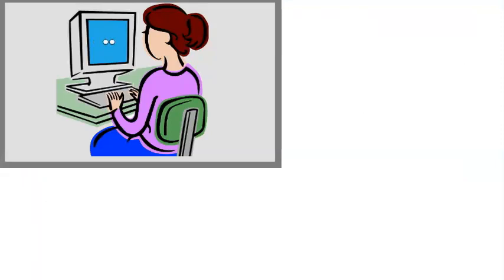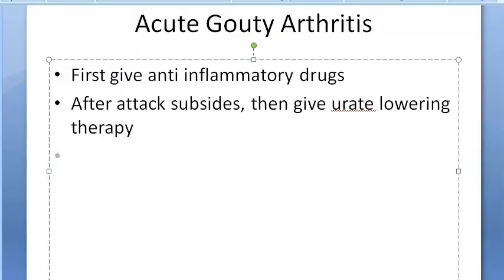Wake up guys if you're sleeping. We are discussing anti-gout drugs. There, what we said, first you should give anti-inflammatory drugs. Then you should look at reducing urate levels, okay? Don't give urate level reducing first. First, inflammation only you have to control.